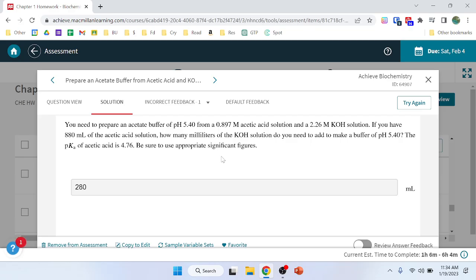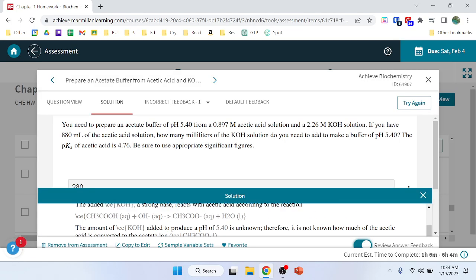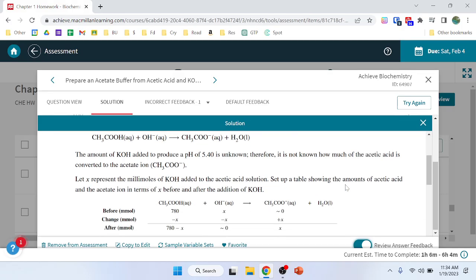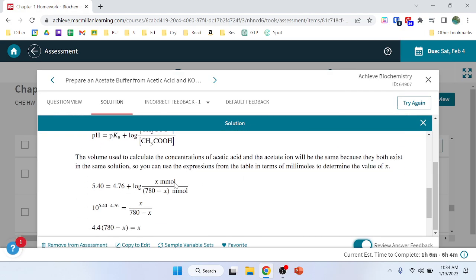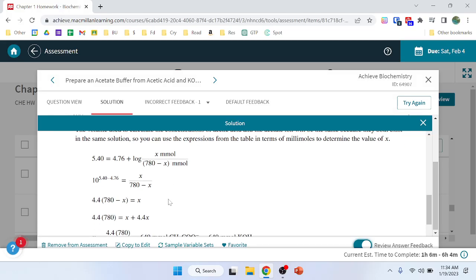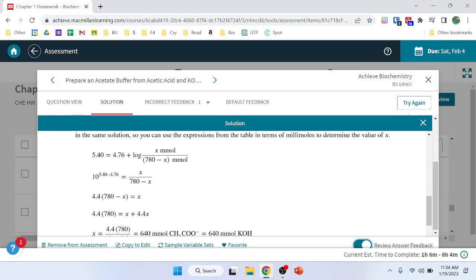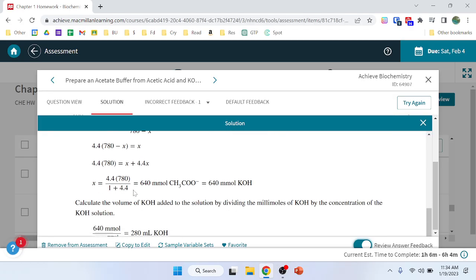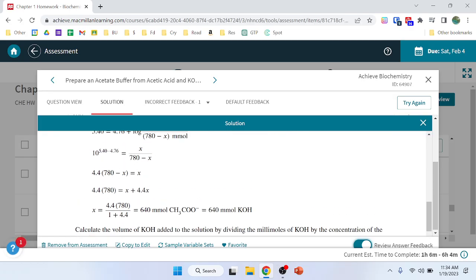All right? Oh, I should have brought my pen. Let's see what they have here. If I get lucky, they'll have basically what I need. Yes, they do. Okay. So basically, they have what we've done here. There's their 4.4, right? And so we have the X minus that, the millimoles minus X, right? Okay. We multiply over the bottom.